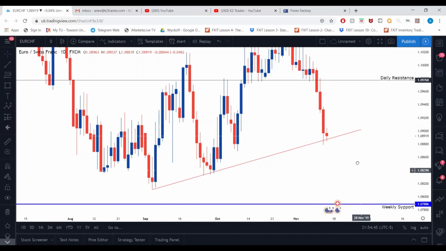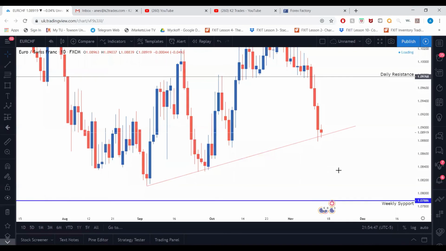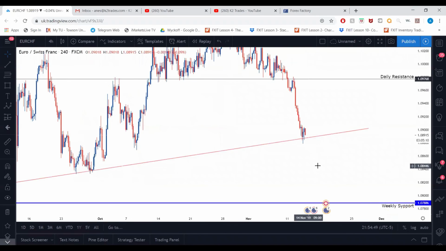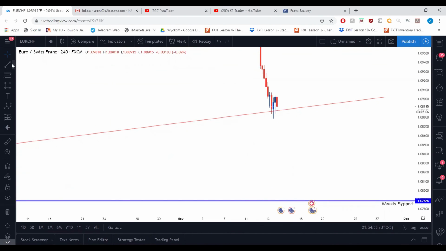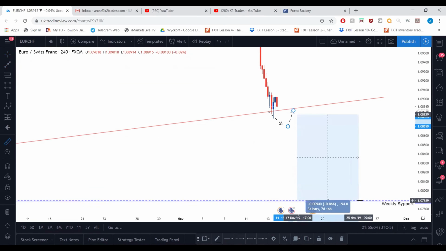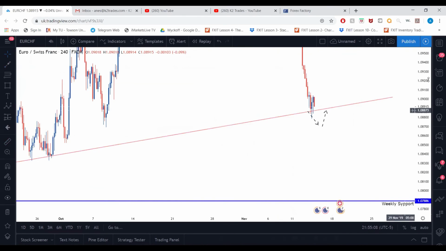So you could probably go on a lower time frame and get back in. But yeah, that's a nice rejection. Once this breaks this trend line and we get the retest, then yeah, you have an opportunity to sell for another 94 pips.